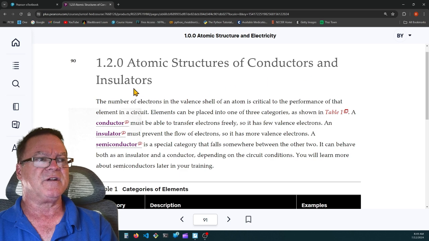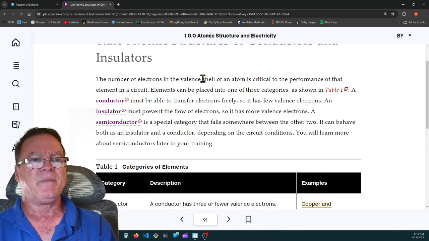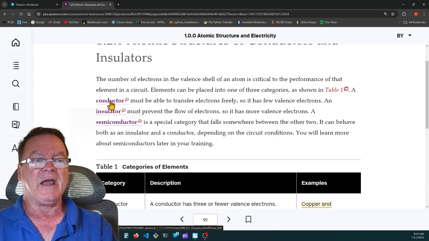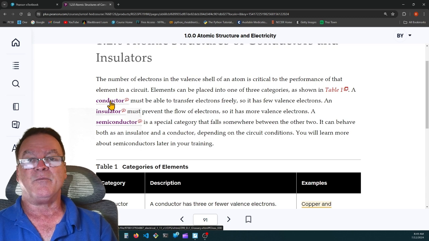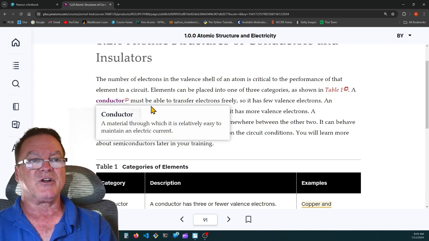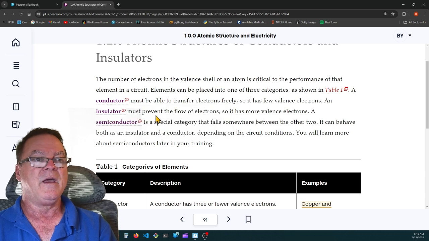1.2.0 Atomic structures of conductors and insulators. I said before that if you have 1, 2, or 3 valence electrons, you have a good conductor. Those electrons have a weak electrostatic bond with the nucleus, and it's easy to break those electrons loose. So a conductor is a material through which it is relatively easy to maintain electric current.